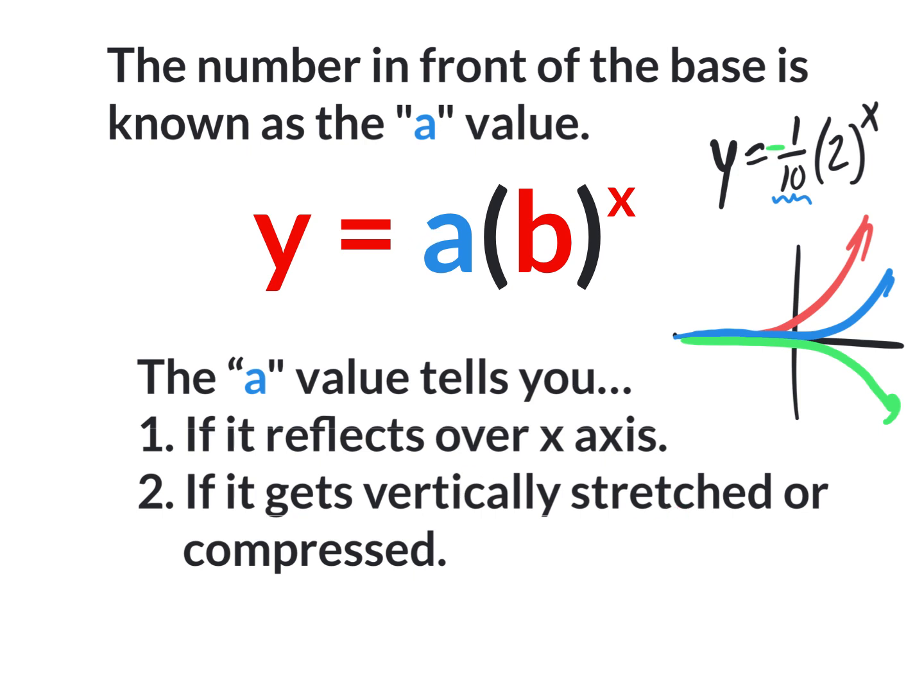And it gets vertically stretched if your value is greater than 1. It gets vertically compressed if your value is less than 1. Okay? So 1/10, that's definitely less than 1. That's why it's compressed. Okay? Anyways, that's what the A value tells you.